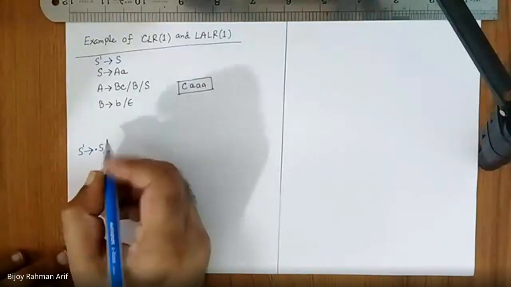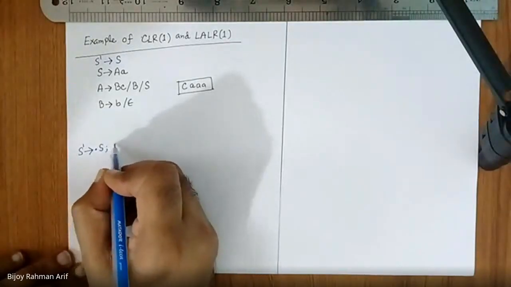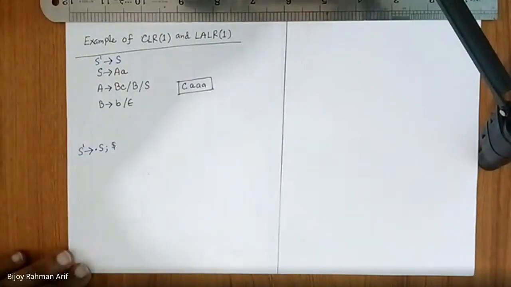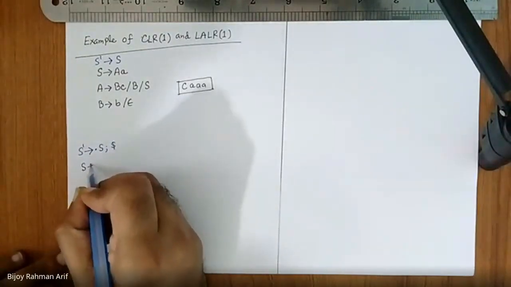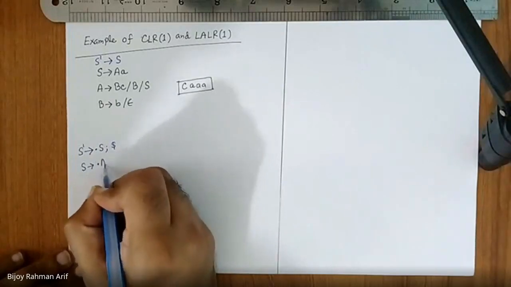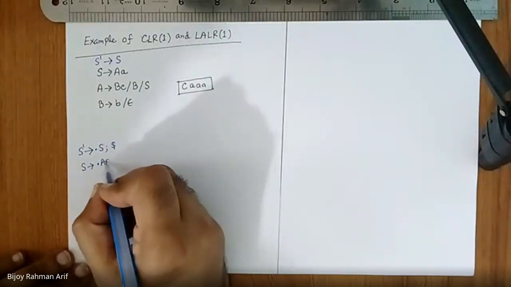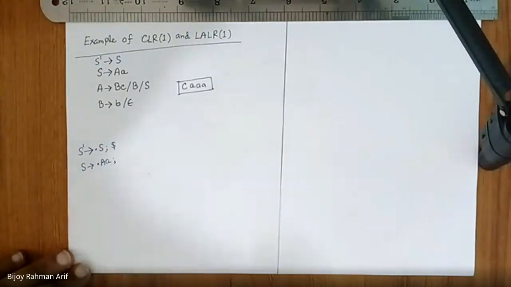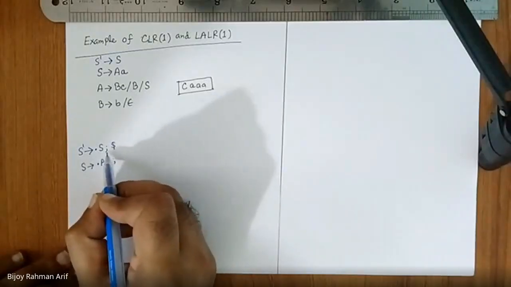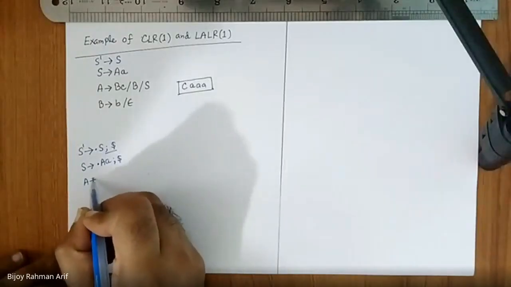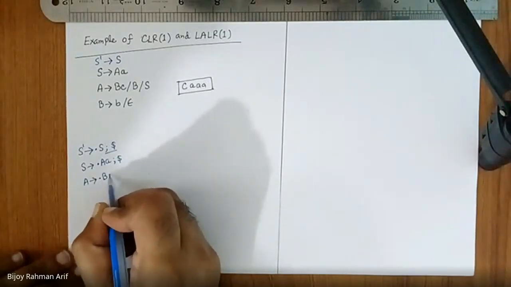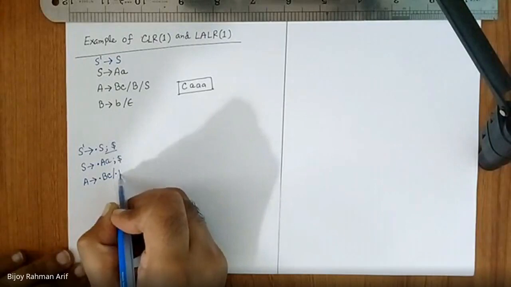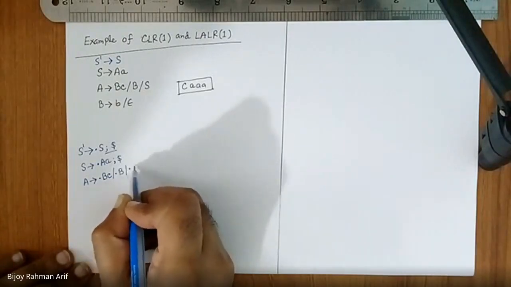What would be the look ahead? Dollar. Then S derives dot A, small a. What would be the look ahead? Dollar. You add this production because of this S, just after this S, so first of that is dollar. Now you have to add A derives dot BC, or dot B, or dot S.